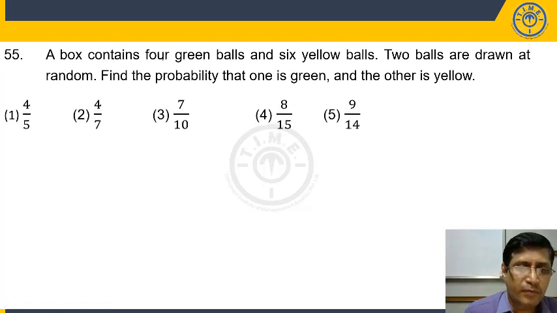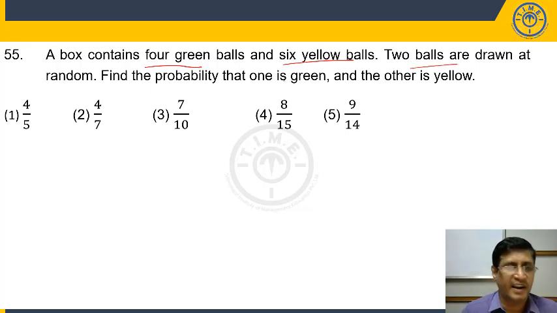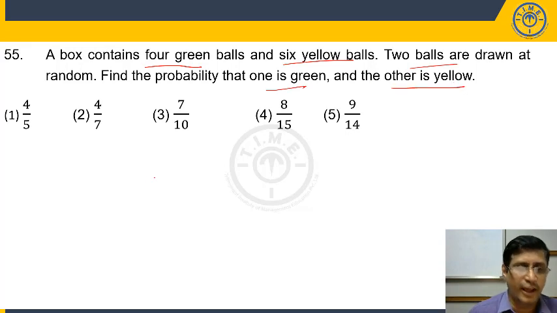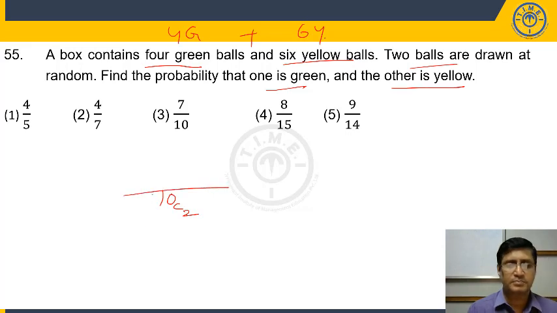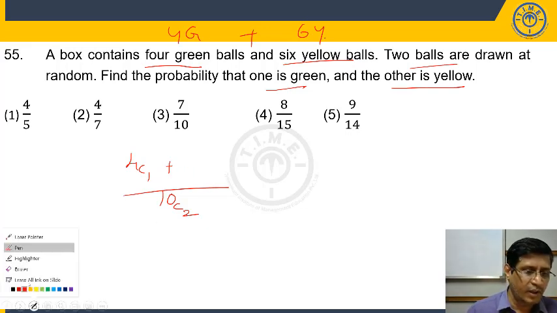Now, here 4 green balls and 6 yellow balls are given. 2 balls are taken at random. So, probability of getting 1 green and the other yellow. So, what is the possibility? 4 green and 6 yellow means total how many? 10 balls. How many are you drawing? 2 balls. So, one is green, the other one is yellow. We are drawing only 1 of each.